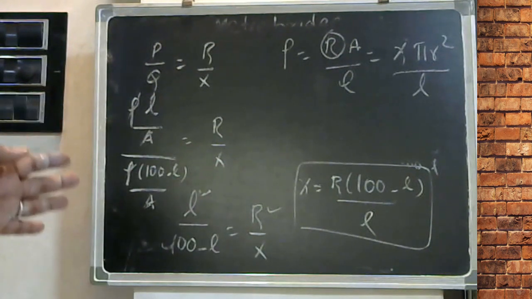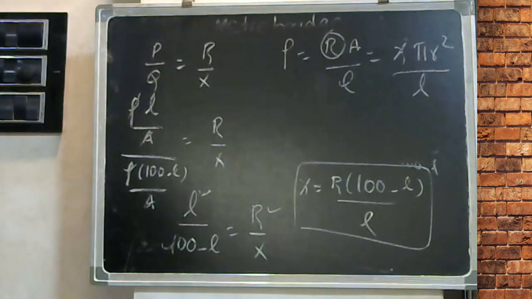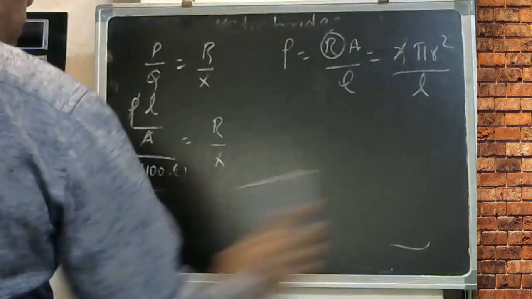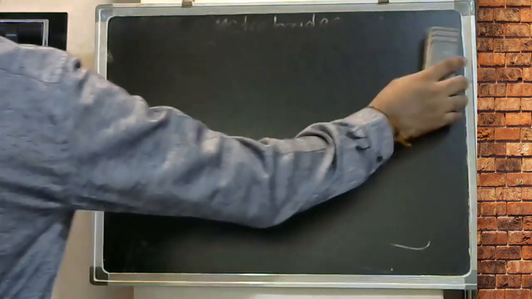Once you know the resistivity, check the value of resistivity from the table and see what the value is. If the resistivity is matching manganese, it's manganese. If it is matching nickel, it's nickel. If it is matching copper, it's copper, but copper cannot be used. Now, the question is why copper wires are not used in your meter bridge?